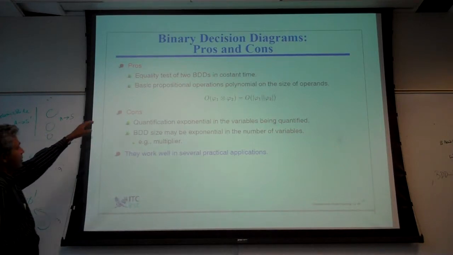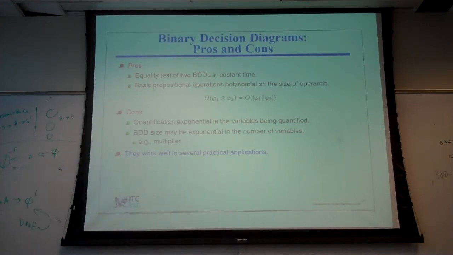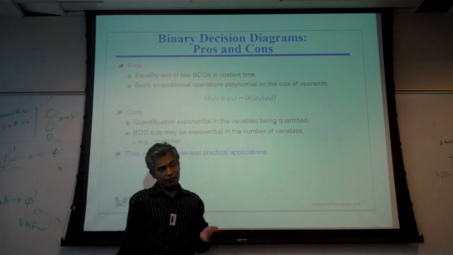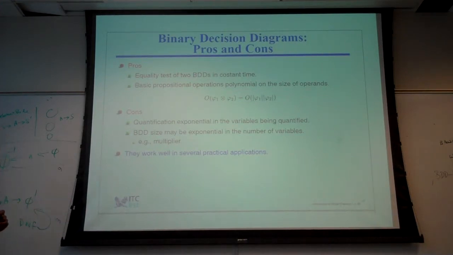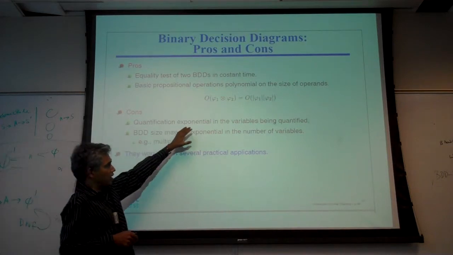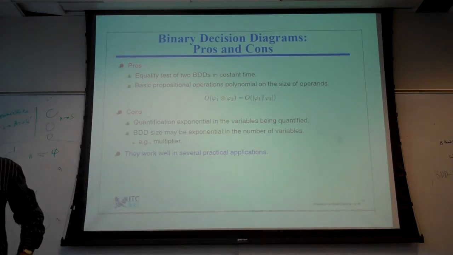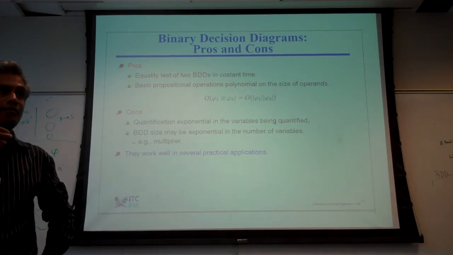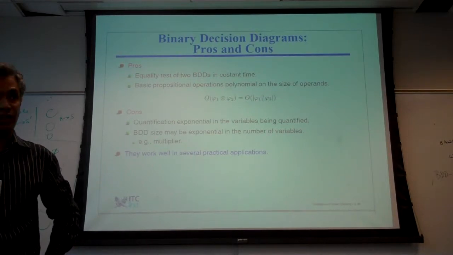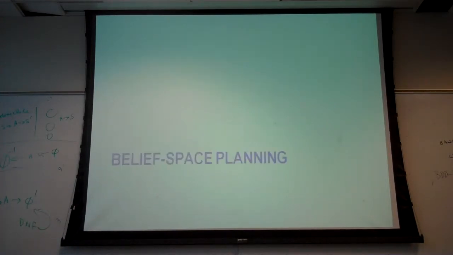The interesting thing about this is the pro, of course, that equality test of two BDDs is in constant time as long as the ordering is the same. The basic propositional operations are polynomial in the size of the BDDs themselves. But quantification is exponential in the variables being quantified. So in some sense, the projection operation could be costly because it's a quantified operation. There has been work which directly used BDDs in belief space planning. In particular, there are planners which directly use BDD representations and underlying BDD operations for progression and regression. So that's one reason why you want to understand that here.